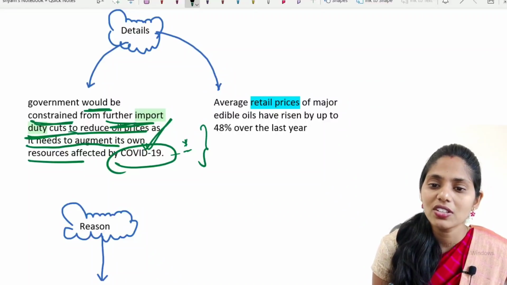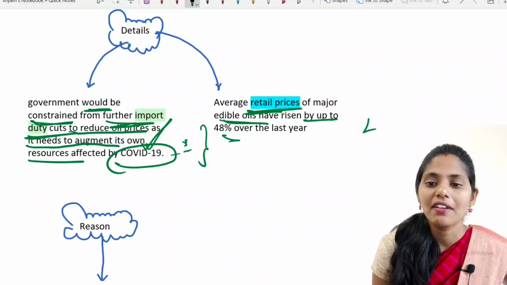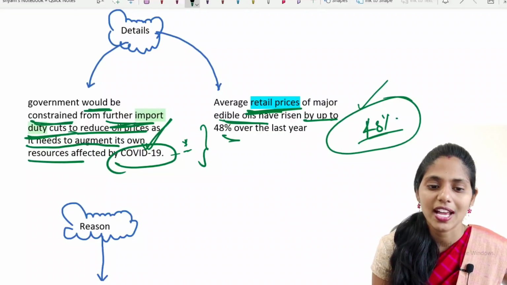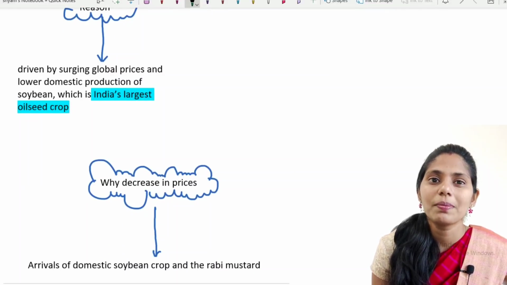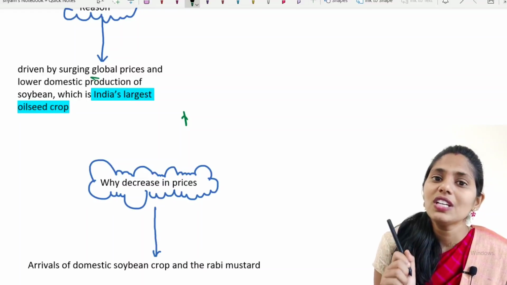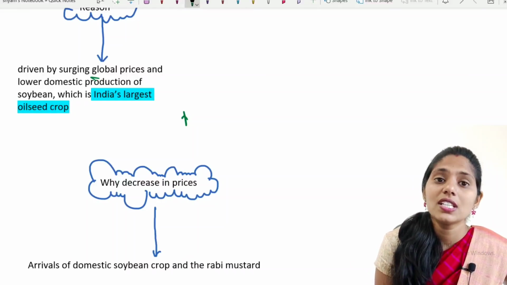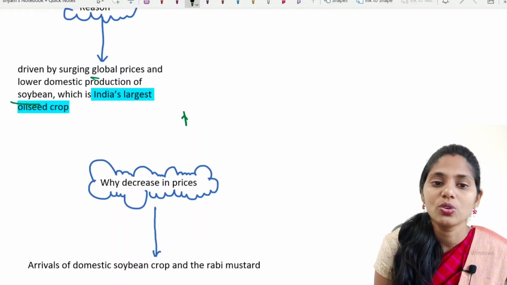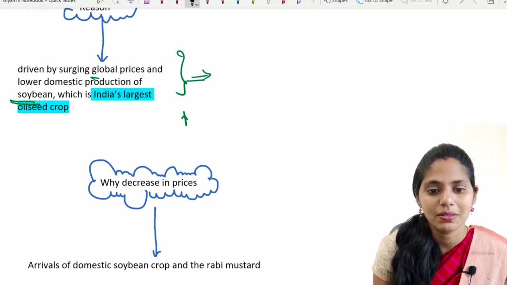And the next one is that average retail prices of major edible oils have risen up to 48%, that is, the average price of these edible oils has increased by 48% over last year. So what might be the reason? Because of the increase in global prices of oil. So the first one here is the increase in oil prices globally, and the next one is lower domestic production of soya bean. Because of these reasons, there is an increase in oil price that is mainly seen.